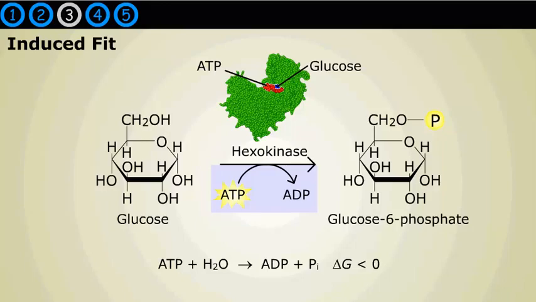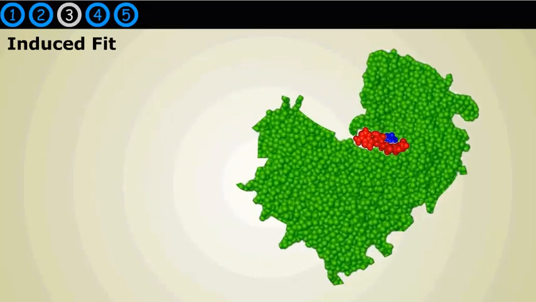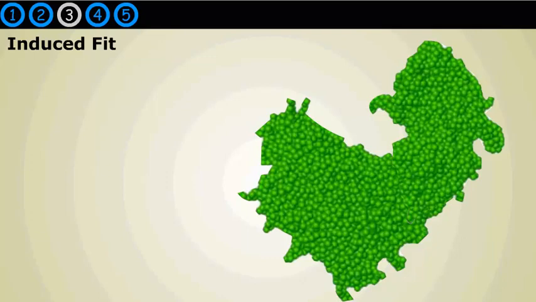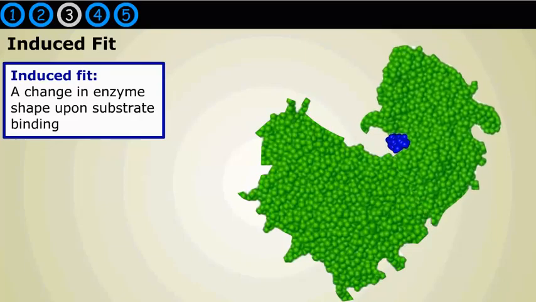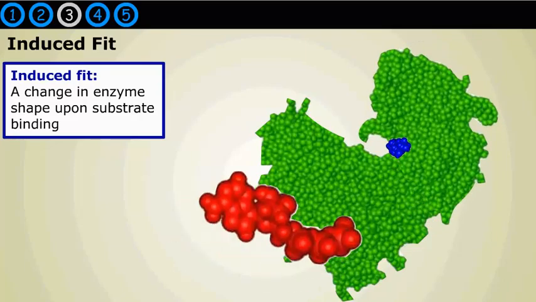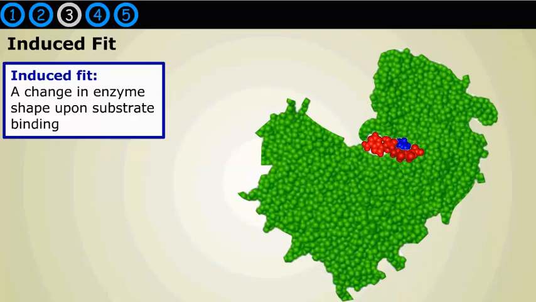How does this occur? Hexokinase binds ATP only after glucose binds. This prevents the enzyme from catalyzing the reaction of ATP with water. The enzyme changes its shape after glucose binds. This is called induced fit. The shape change promotes ATP binding, thereby improving the enzymatic activity.